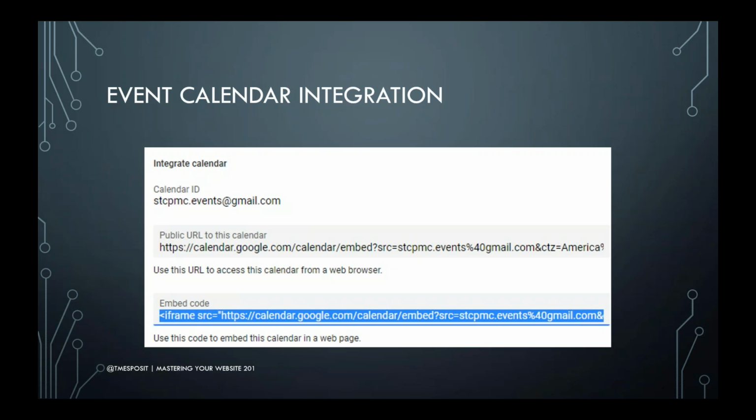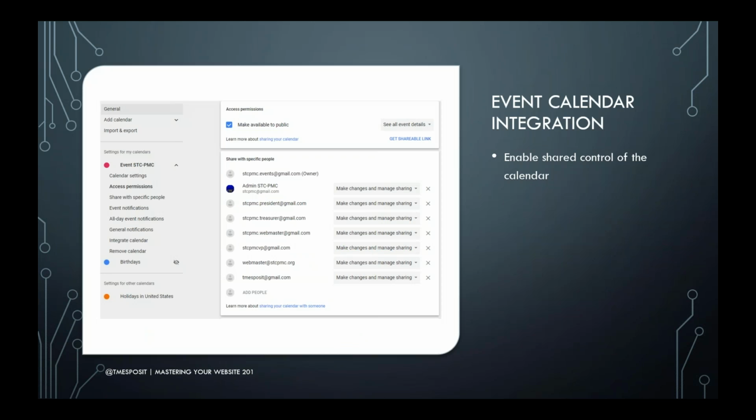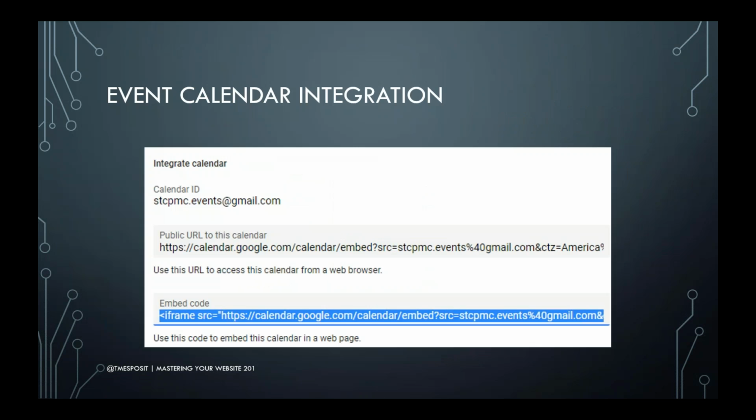Next, there's an integration section on the left-hand side, about third from the bottom, just above birthdays. If you click on that, it jumps to this, and it says, here's your calendar ID, here's the public URL to the calendar, and if you want to embed this on a website, copy this code.